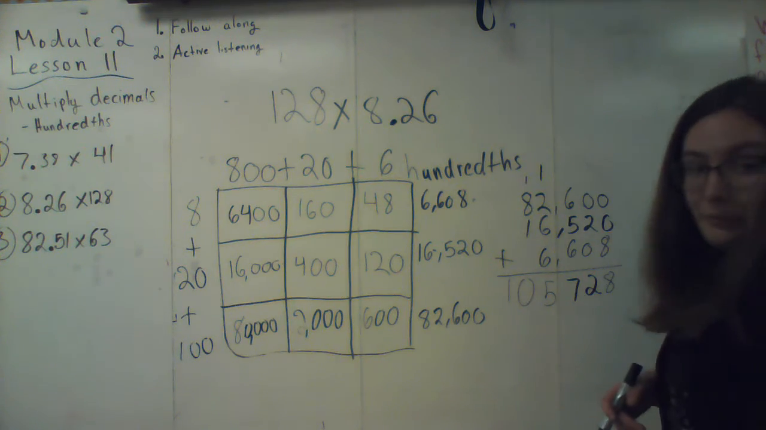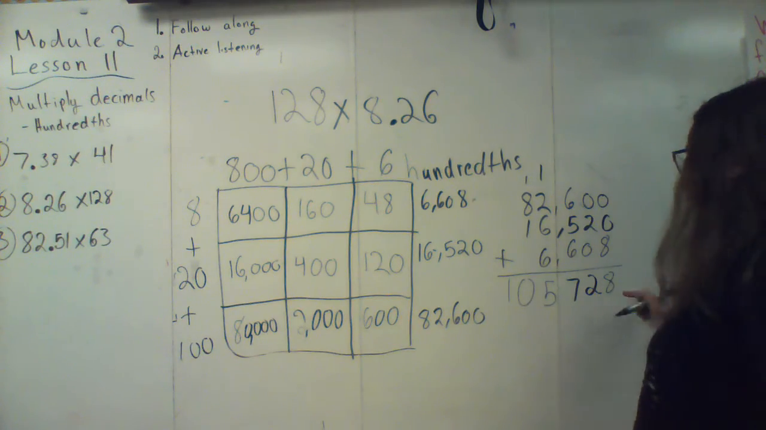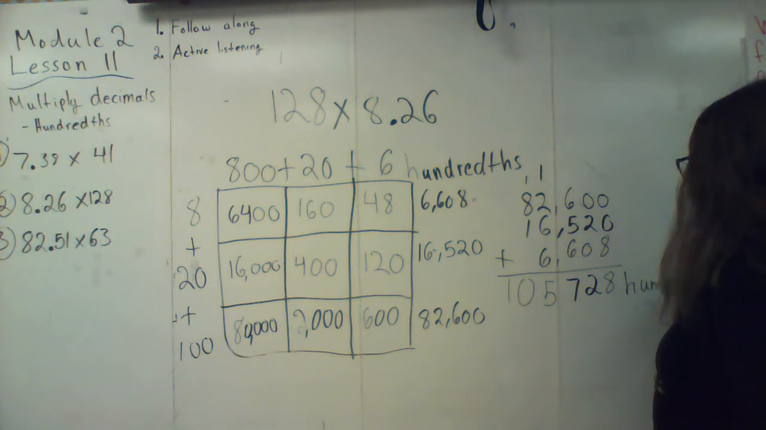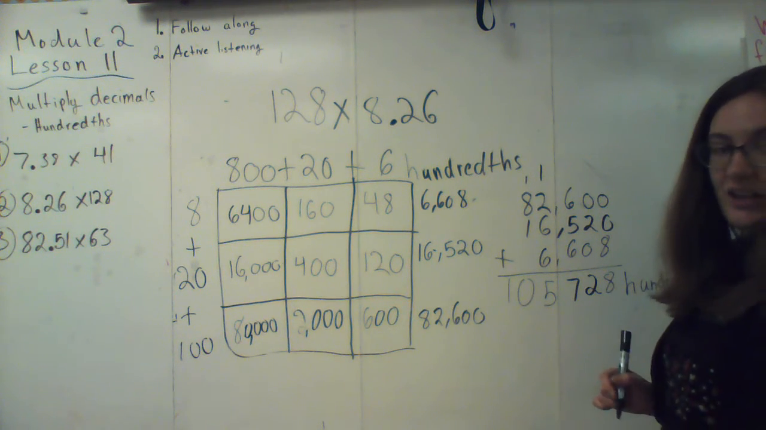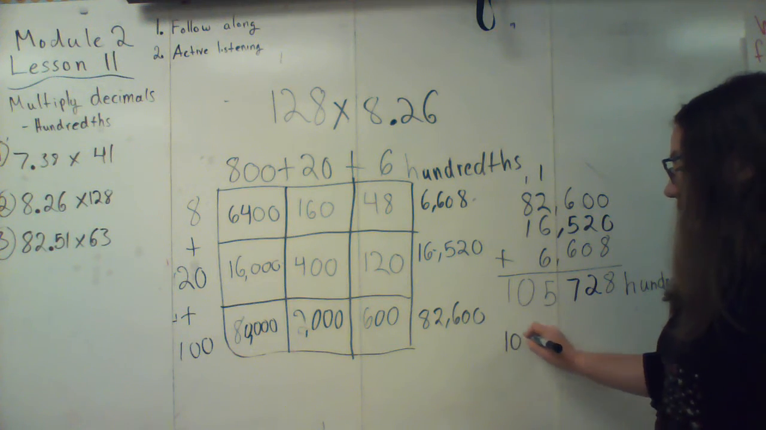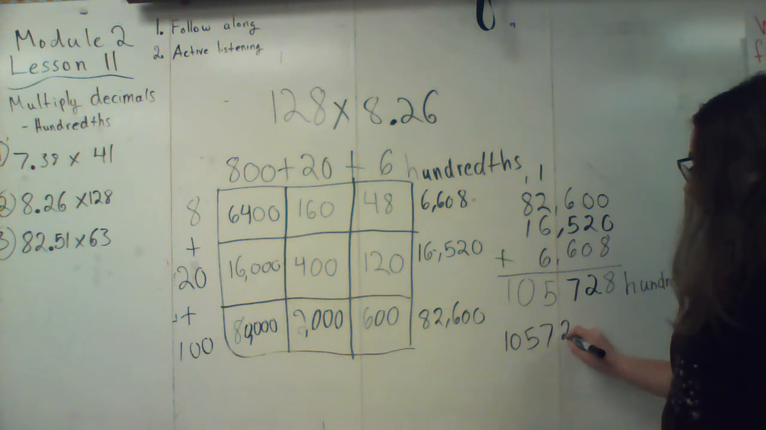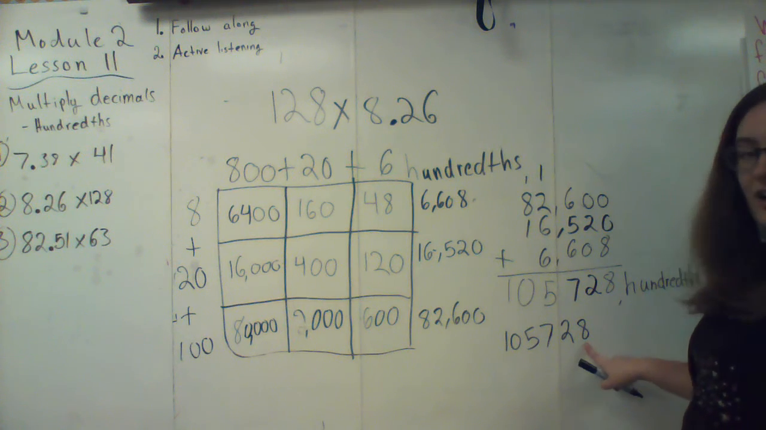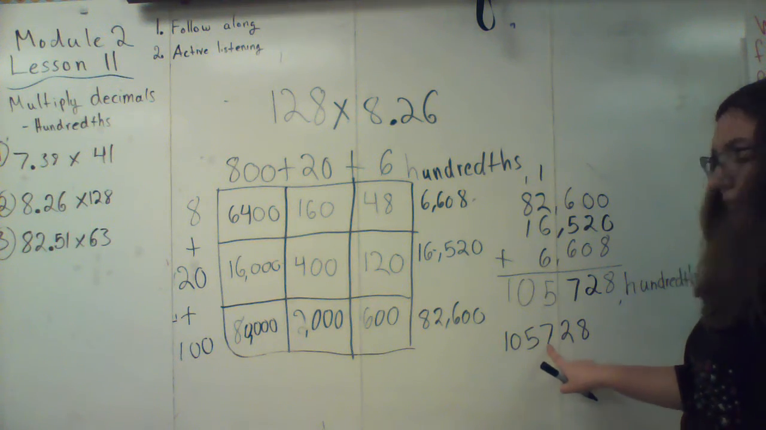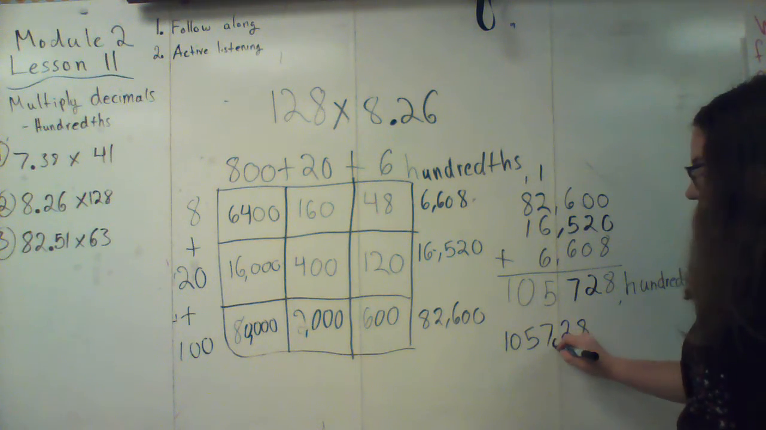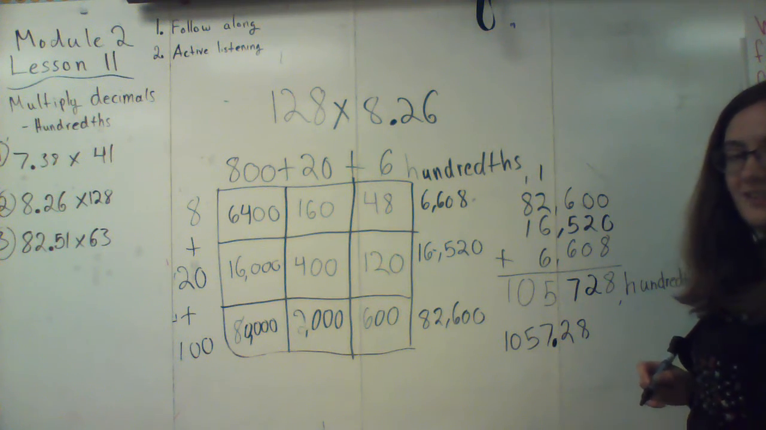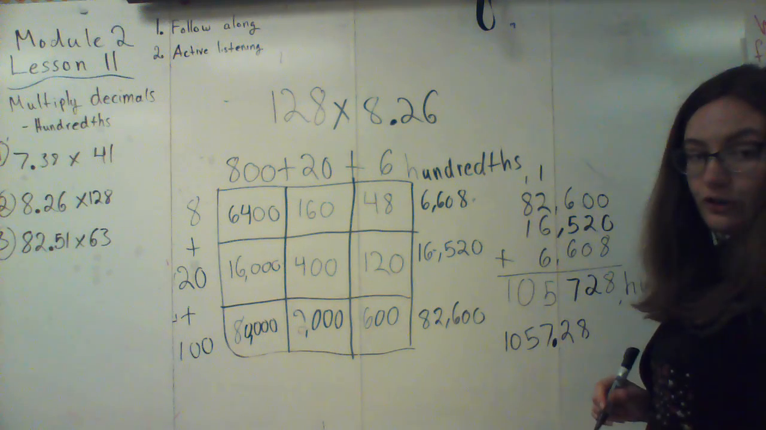105,728. But remember, I need to have units on this answer. And right now my units are hundredths. So I'm going to do my trick again where I rewrite the numbers that I see right here. And I think about if this is the hundredths place then this is my tenths, this is my ones, so I need to have my decimal right there. And my final answer is 1,057 and 28 hundredths.